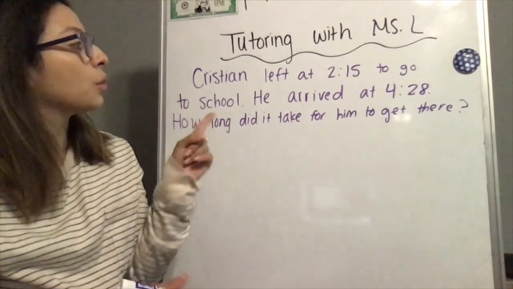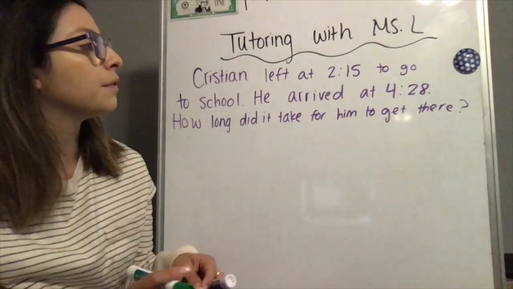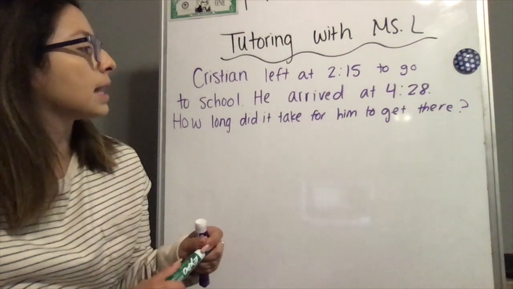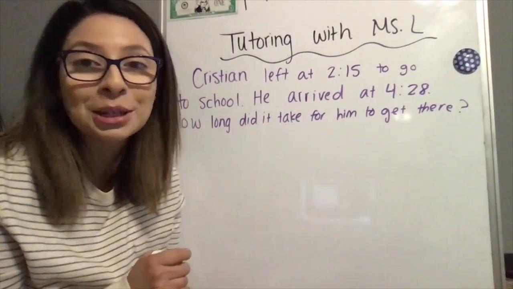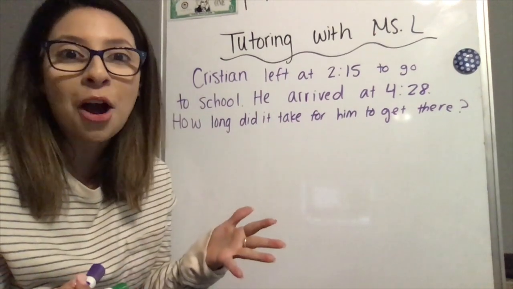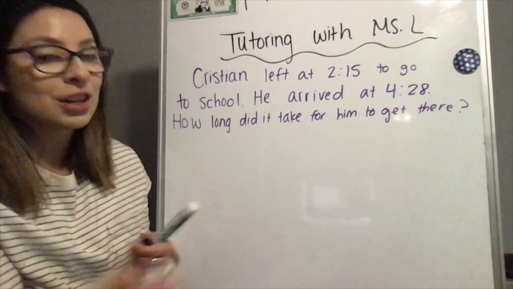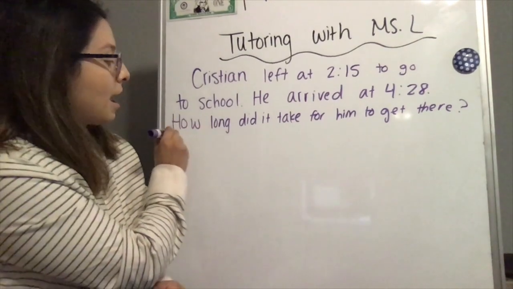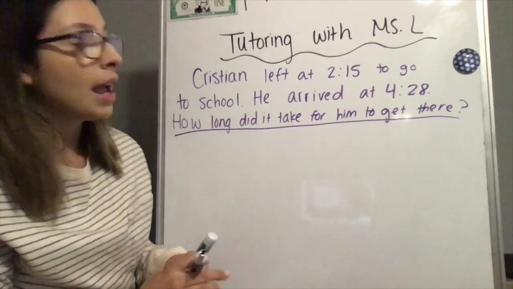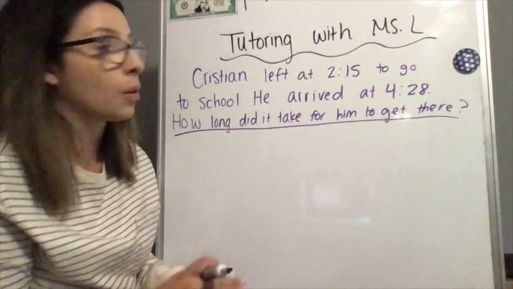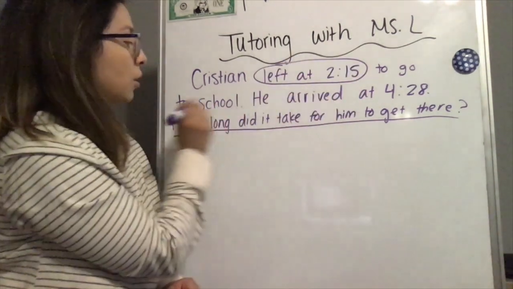Okay, so Christian left at 2:15 to go to school. He arrived at 4:28. How long did it take for him to get there? So first off, I don't know what school Christian's going to, but maybe he's in college. Who knows? So let's first underline our question. How long did it take for him to get there? And let's circle our important facts in our question. Christian left at 2:15 to go to school.